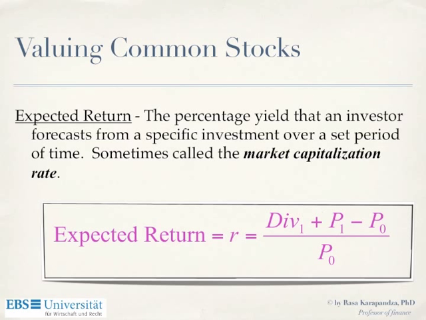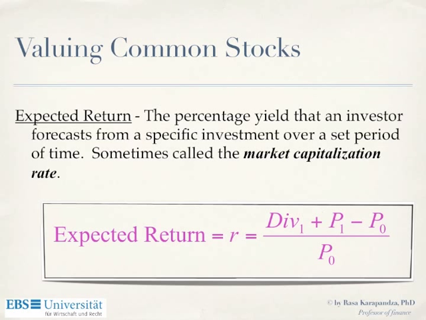And usually corporations will give you some dividends over time. So for each share you own, they will give you a dividend. And then in year 1, you can sell this share for a price P1. This share is now worth P1.